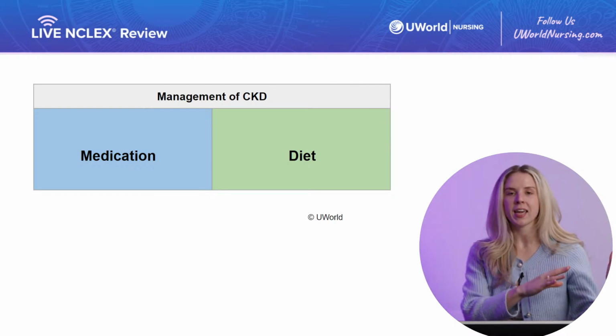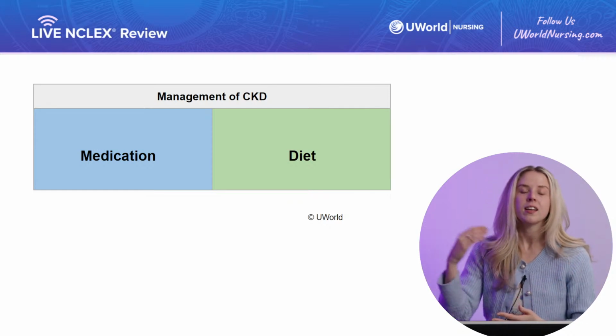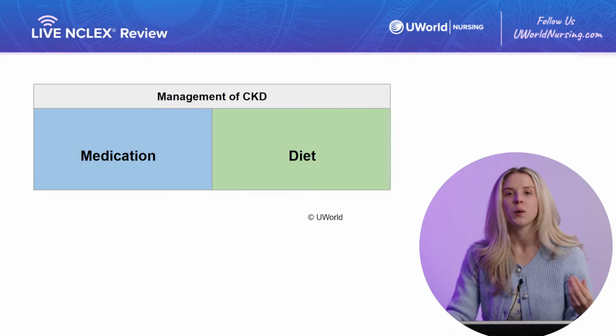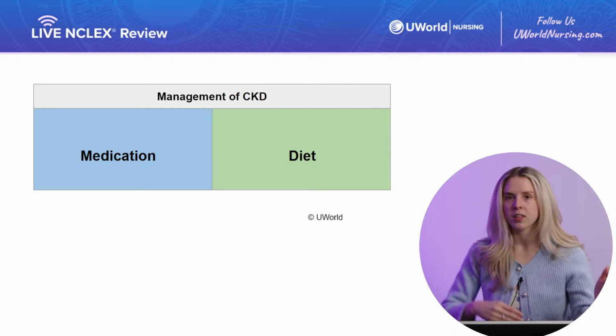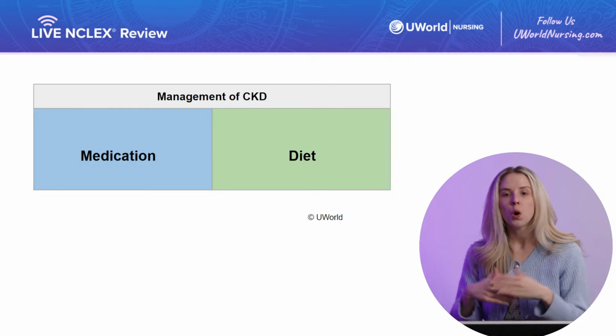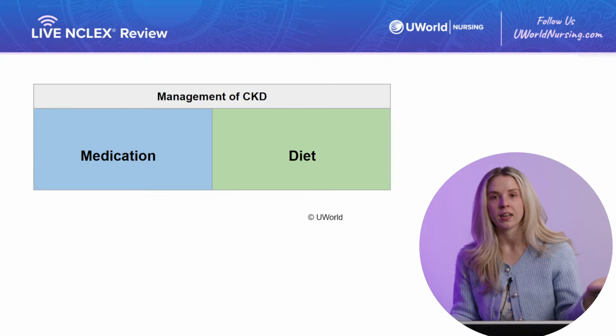Alrighty, so that was the medication part of our management, but remember, management here is twofold. Next, we're gonna look at diet. So if these clients have a proclivity for high serum amounts of certain things and low serum amounts of certain things, we're gonna have to teach these clients what they need to be eating more of and what they need to be eating less of.